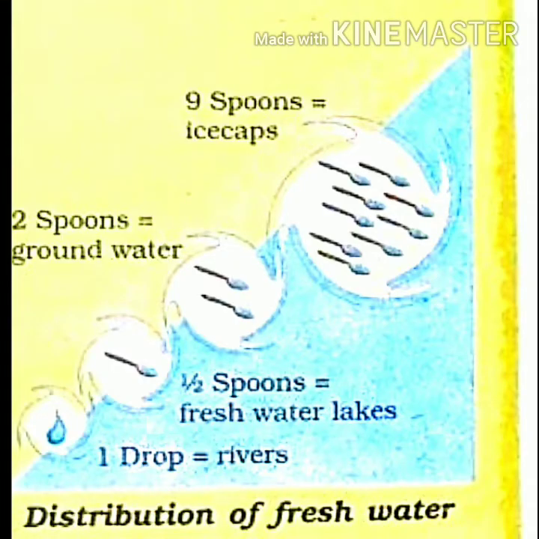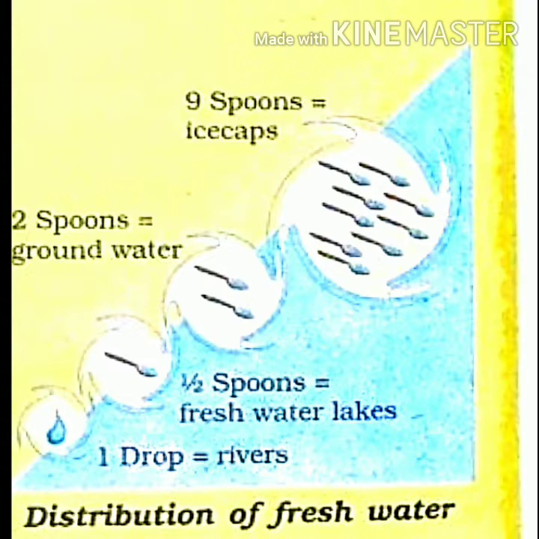Let's do an activity. Take 2 liters of water. Let it represent the total water on the surface of the earth. Measure out 12 spoons of water from this vessel into another bowl. The water that is left behind in the vessel represents the salty water found in the oceans and the seas. The water is obviously not fit for consuming. It is saline, it contains salts.